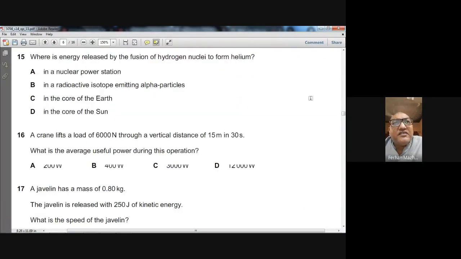What is the energy released by the fusion of hydrogen nuclei to form helium? You see, smaller nuclei of hydrogen come close to each other and join each other and make a nucleus of helium. Smaller nuclei fused together to make a larger nucleus. We call this fusion, and this is happening on stars and on the sun, in the core of the sun.